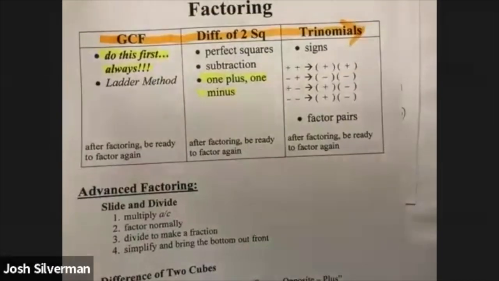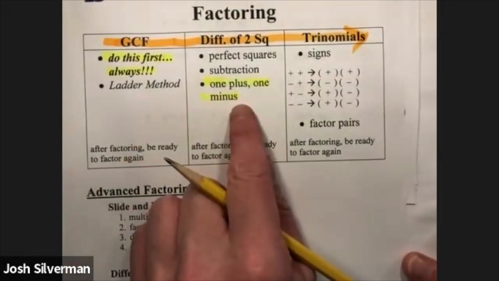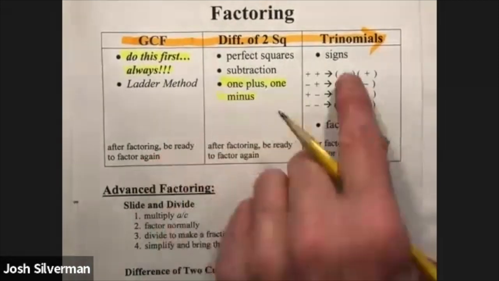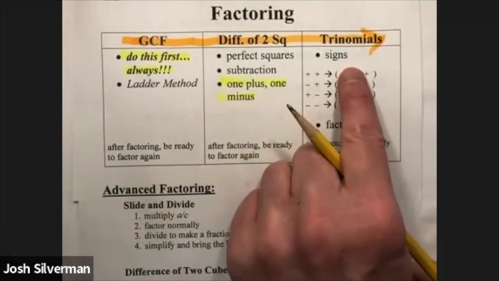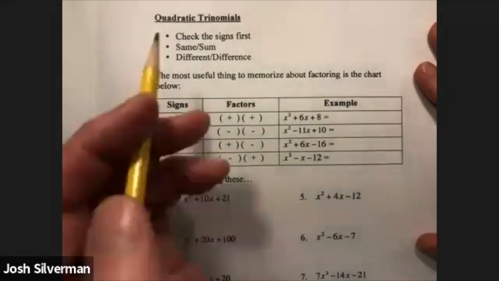So we start with the GCF always. Then we check for any difference of two squares. Then we're ready to look for the trinomials. Let's talk about trinomials. All right, here's our basic notes.